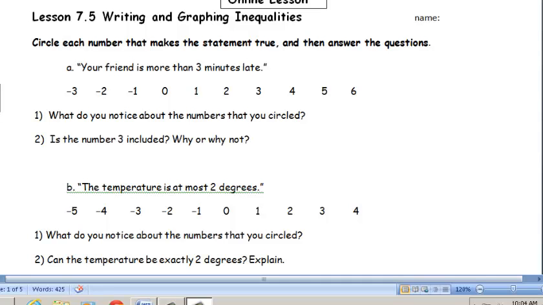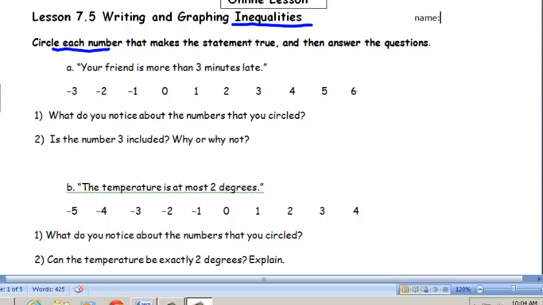This is lesson 7.5, Writing and Graphing Inequalities from chapter 7. Most of the concepts that we are doing in this lesson are previously done in other lessons with expressions and equations. We are just using them in a different situation now using inequalities. And we'll talk about it in a minute. Let's go ahead and do this.